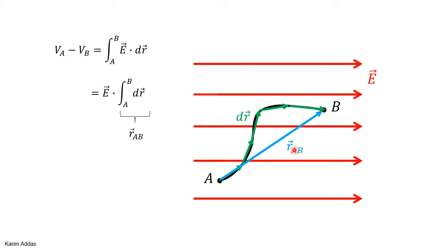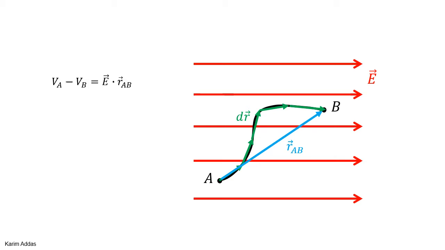Well, you get a vector that points from the beginning to the end. That vector, the blue vector, that's what this integration is. And so I can replace the integration by that, and I can find the answer then to be E dotted into this vector that points between point A and point B.